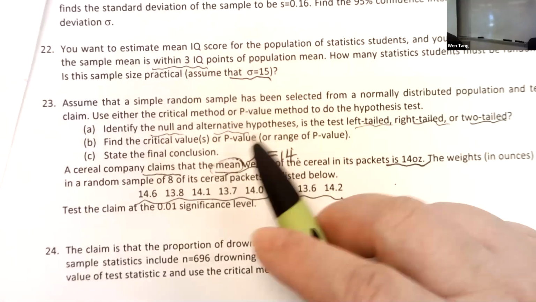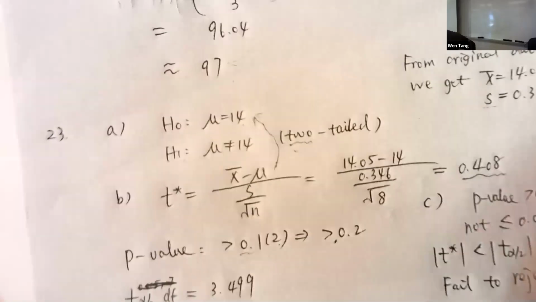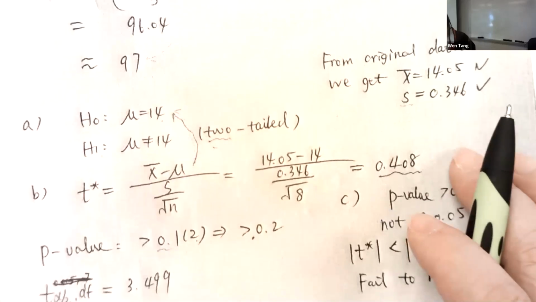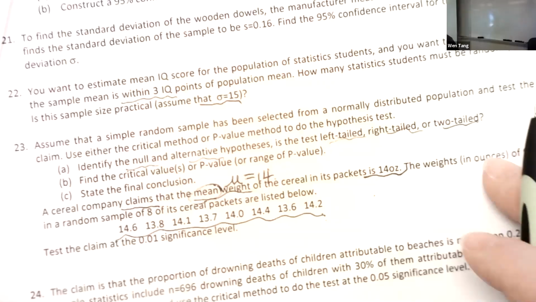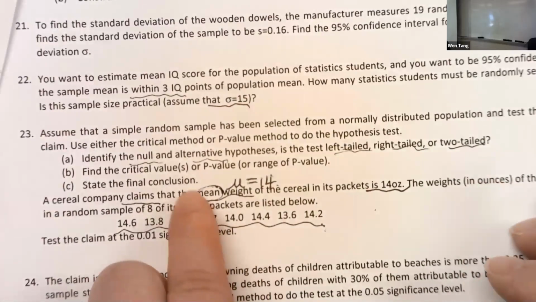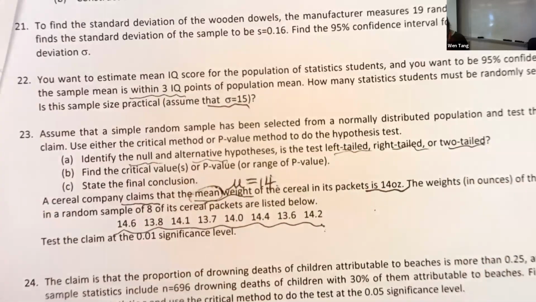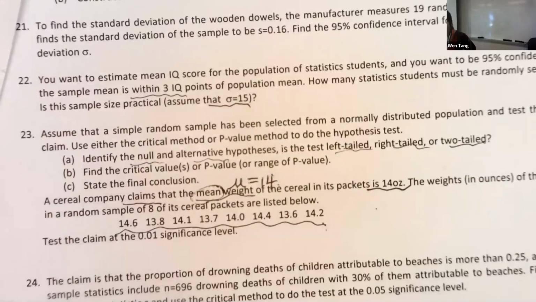This is the p-value method: get the p-value, then compare it to the alpha value. Alpha here is the significance level set. It didn't give you the alpha value, which means we should pick 0.05 as our alpha value, right? That's the default one. So we're going to use 0.05.